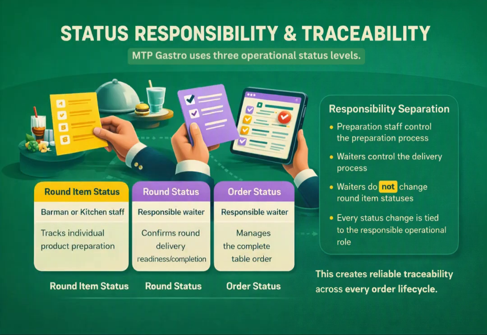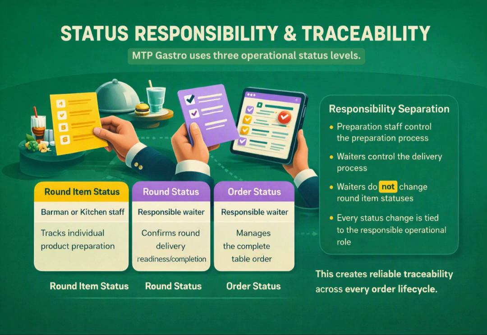In the previous section, we explained how an order moves through the restaurant. Now we will look at how MTP Gastro manages this operational process. The system uses 3 different levels of operational statuses: round item status, round status, and order status. Each of them has its own purpose and its own responsible user role. Let's start with the round item status. Every round item product inside a round has its own status. For example, a coffee may already be ready for delivery, but a meal is still being prepared. This allows every ordered product to be tracked independently.